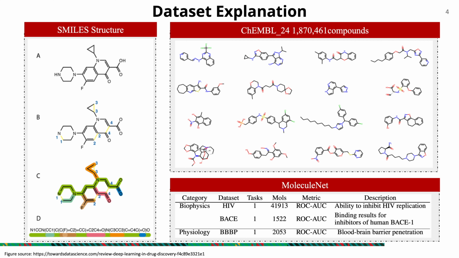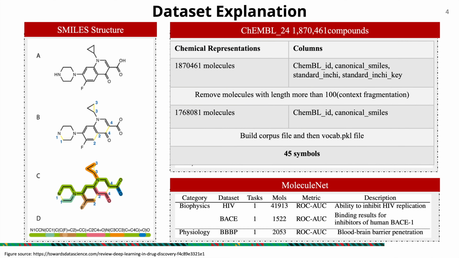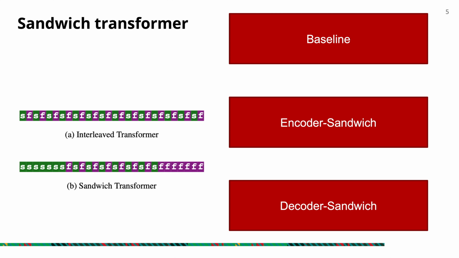The dataset which we'll be using to train this baseline SMILES transformer is ChEMBL 24, which essentially has 1.8 million molecules. On the left, you can see the corresponding SMILES structure of the molecules. After training our model, we will use MoleculeNet datasets, HIV, BACE, and blood-brain barrier, to predict if the given molecule is having that particular molecular property or not. Accordingly, we also generate vocab and corpus files from the dataset with 45 symbols. And the sandwich transformer will be using coefficients 1, 2, 3 for both encoder and decoder and get our results.